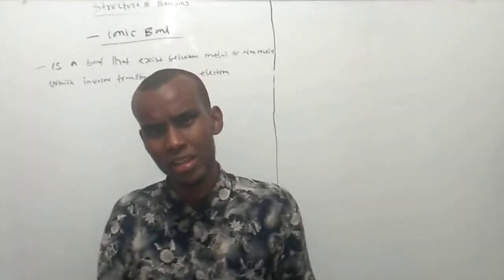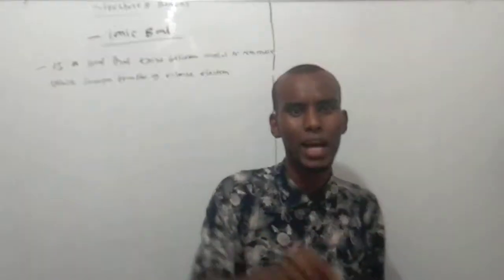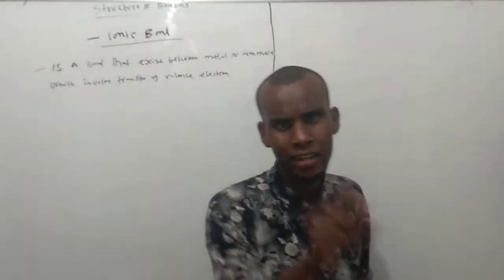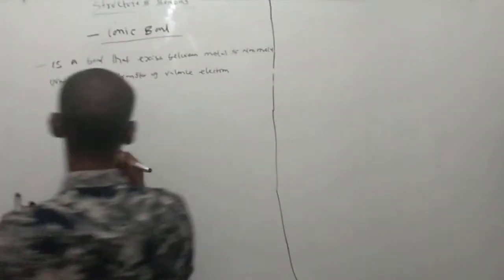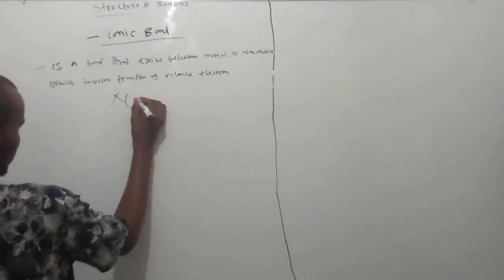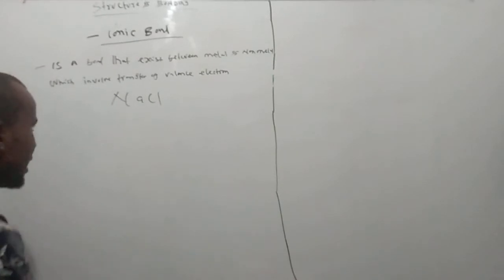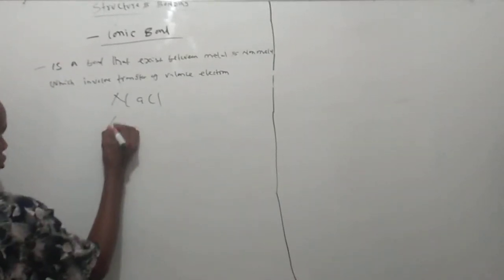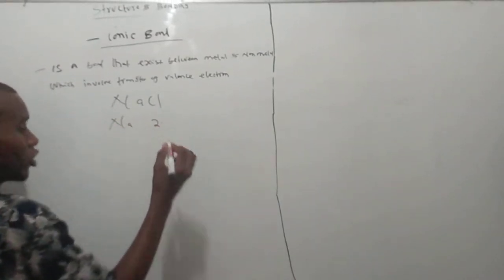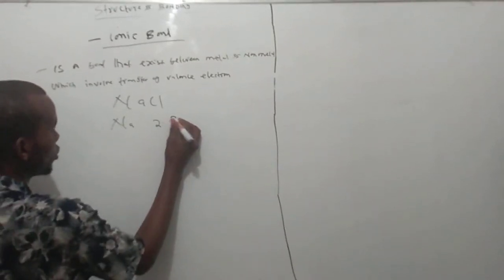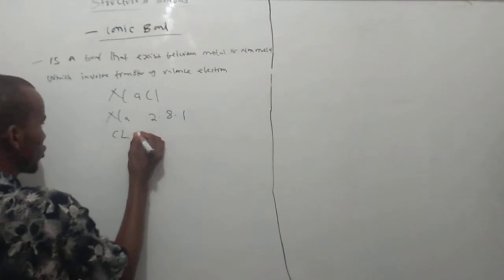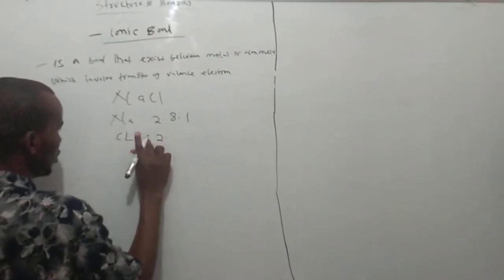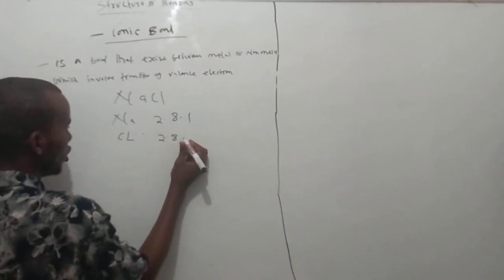Now sodium chloride is a compound consisting of sodium and chlorine, which is a metal and non-metal. So we can draw sodium chloride here. Remember that the electronic arrangement of the sodium atom is 2, 8, 1, while the electronic arrangement of chlorine is 2, 8, 7.